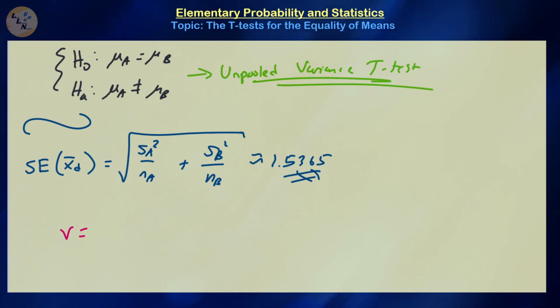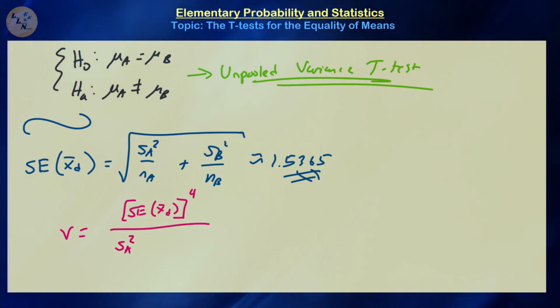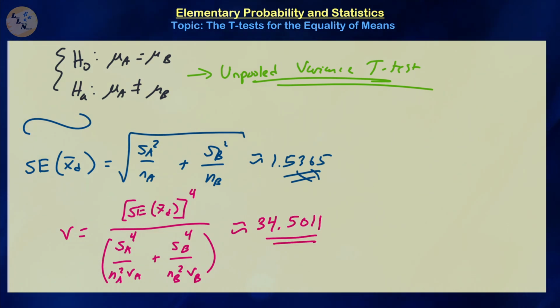Now we're going to calculate our degrees of freedom for the unpooled variance t-test. Remember, the degrees of freedom is approximately equal to the standard error of the estimate for x bar d all to the power of 4, all divided by the variance squared, which is the same as the standard deviation to the power of 4. So let's just write that clearly. All divided by the sample standard deviation to the power of 4 over the sample size of A squared, times the degrees of freedom of A, plus the sample standard deviation to the power of 4 over the sample size of B squared, times the degrees of freedom for B. Once you actually work that out, you find the degrees of freedom is approximately equal to 34.5011.